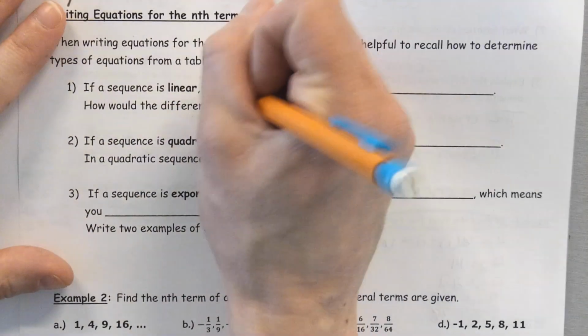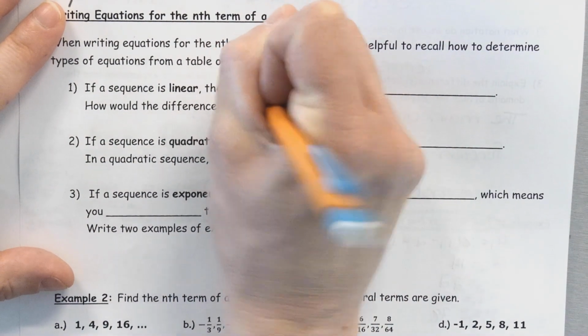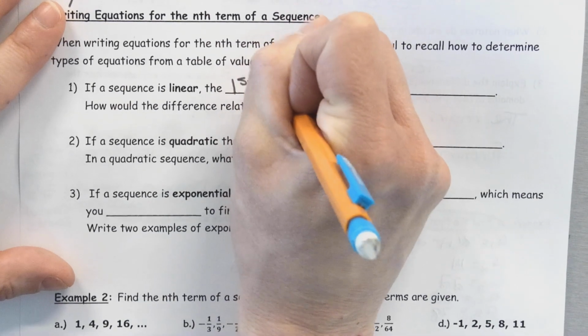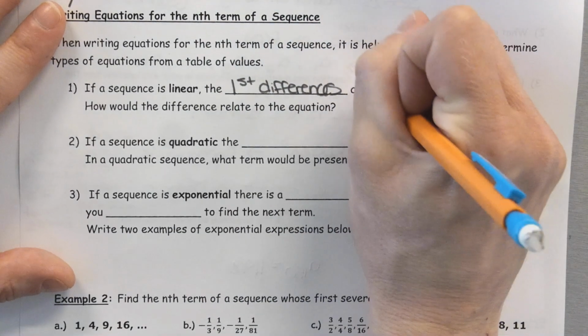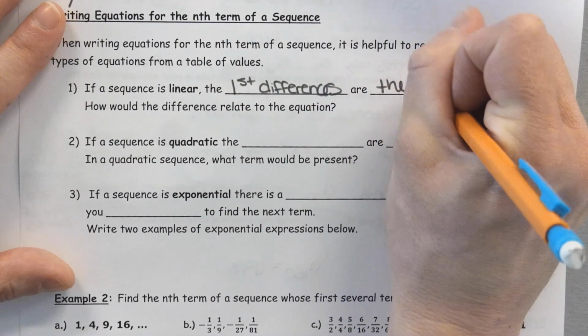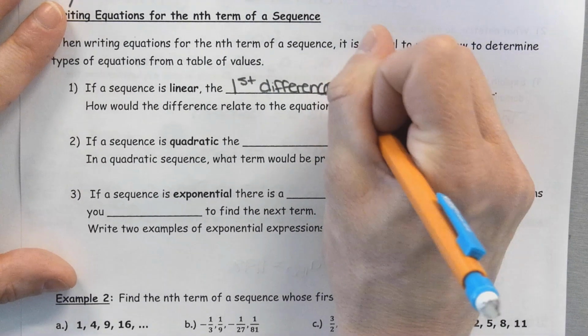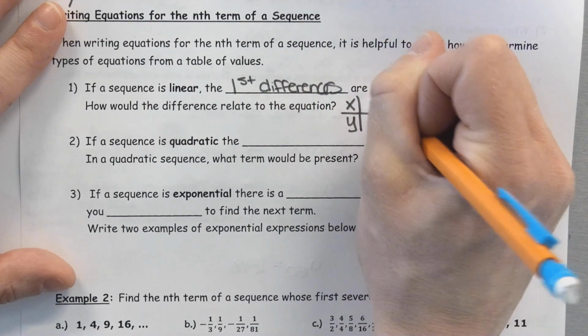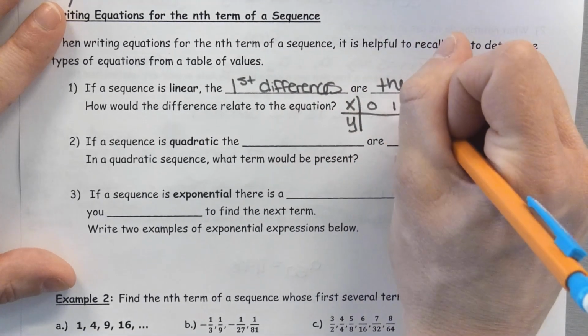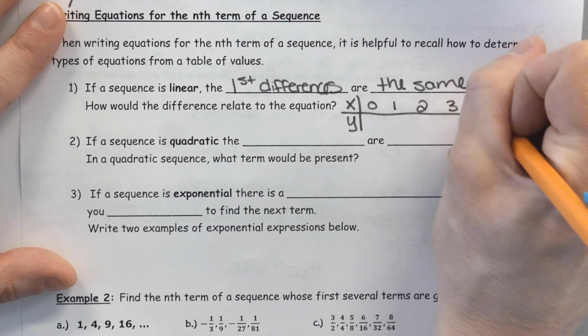You can tell if something is linear because the first differences are the same. Let me show you what I mean by that. Let me make a little XY chart here. So we've seen tables before. I know we have.